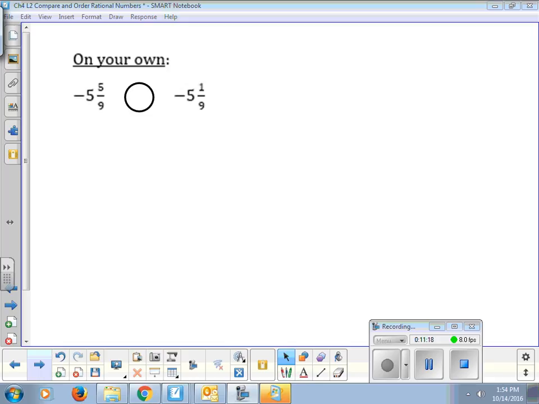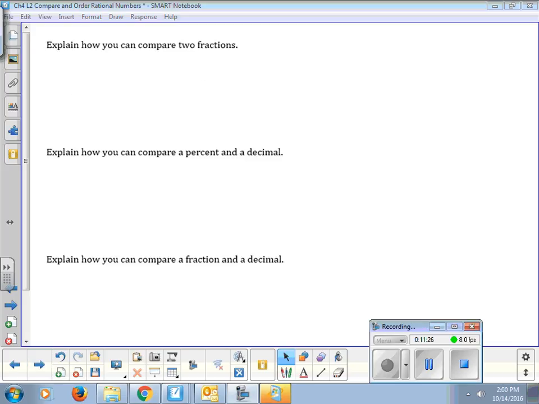Okay, so I'm going to have you guys try the on your own questions. This is on the back sheet of your notes. Go ahead and get started on the on your own problems. If you skip ahead to the last 3 questions, the on your own questions, explain how you can compare 2 fractions.